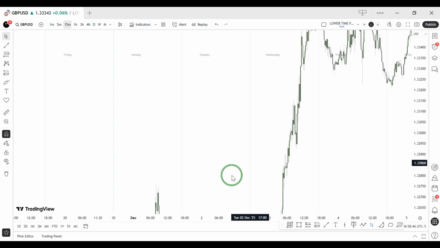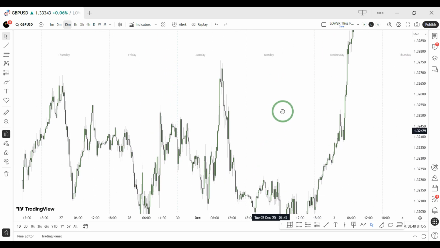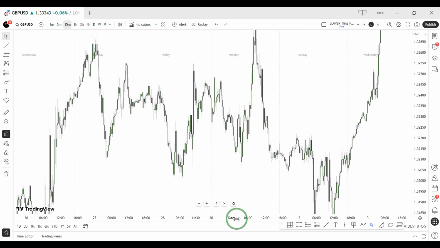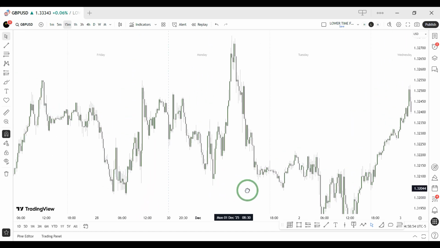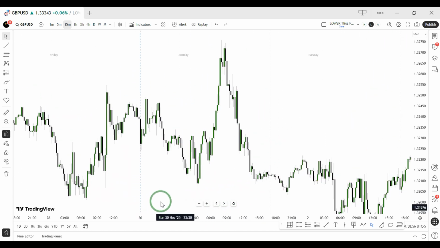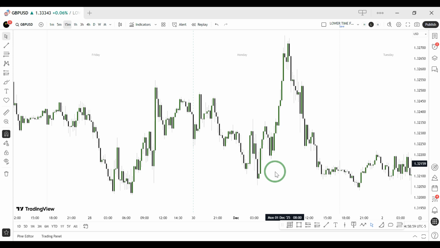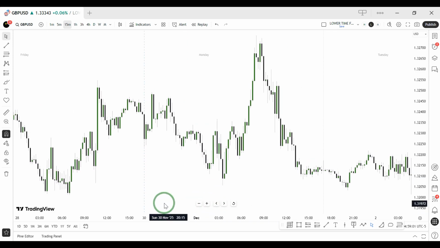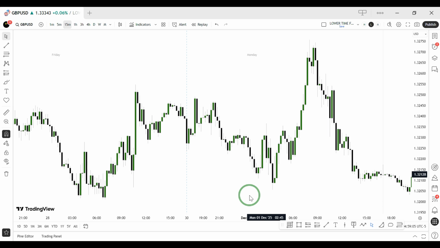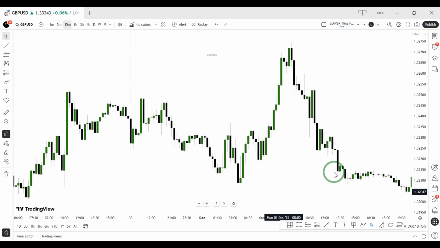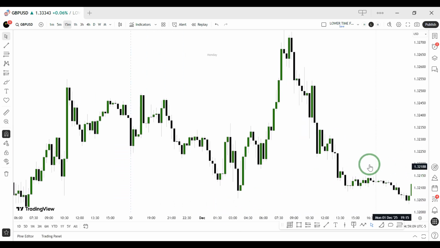On Monday, I traded the GBP/USD asset class, and I was looking for long positions as price was trading below the Asian lows and targeting the Asian highs. Let's see.